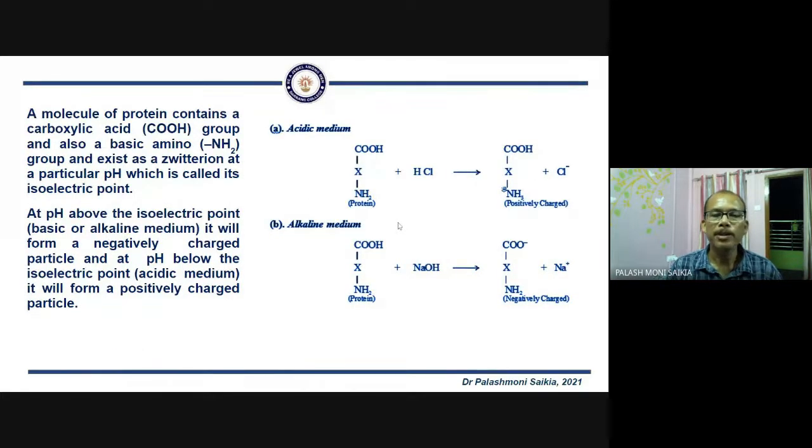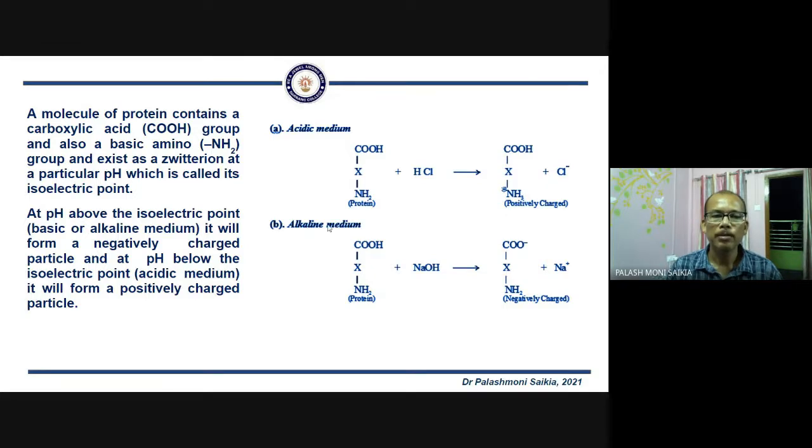Another interesting example in this case are the proteins. As I have said, proteins are one of the most biologically active colloidal particles. And we also know that they have both carboxylic acid and amide linkage. So presence of two functional groups, one acidic and one basic. In acidic medium, the amide functional group and NH2 functional group is easily protonated and they acquire positive charge. In alkaline medium, the acidic carboxylic group readily loses a proton to provide a negative charge to the protein molecules.